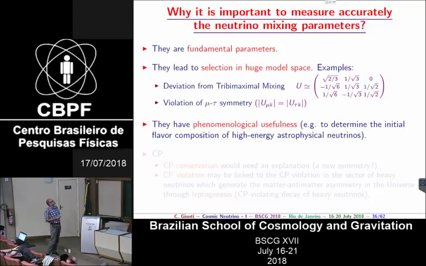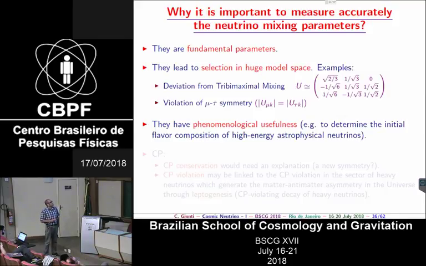So one can ask why it is important to measure accurately the neutrino mixing parameters. Well, there are several answers. One is that they are fundamental parameters. So the job of physicists, especially experimental physicists, is to measure all the fundamental quantities in nature. But there are also practical usefulnesses. One is that this helps to select the model which can explain the origin of neutrino masses.